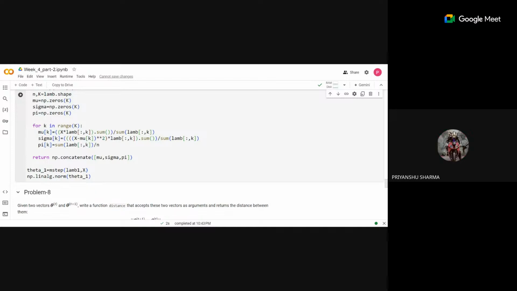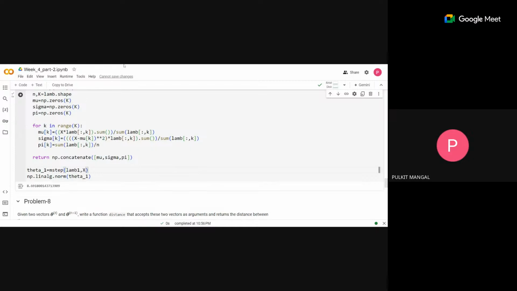The linalg module basically has the functions for the linear algebra operations that you do, like norm and eigenpairs. Again, you can put the question mark and read the documentation. So hit enter and we got this value, 8.69.